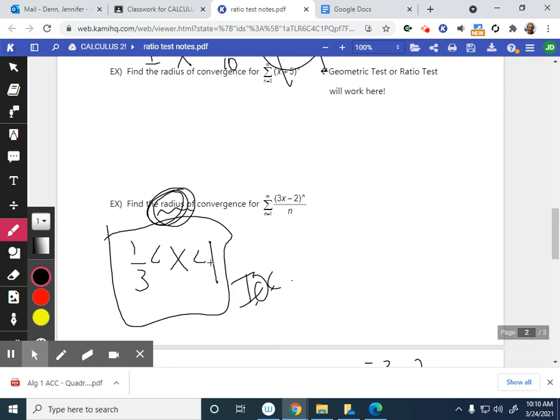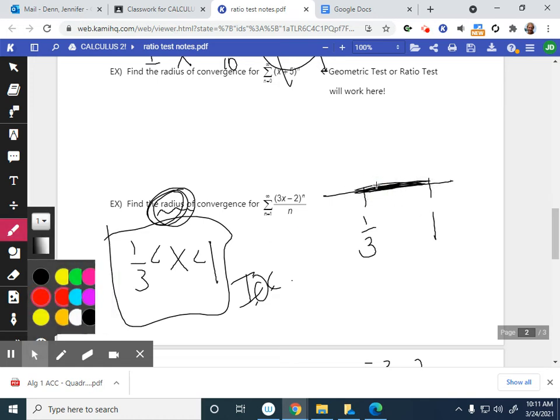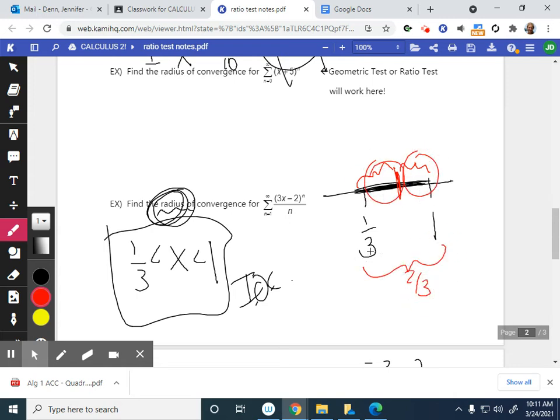So from 1/3 to 1, think about a number line. If this converges when x is between 1/3 and 1, that's the interval of convergence. What's the radius? So what's half of it? Well, from 1/3 to 1, that's a total distance of 2/3 the whole way. So the radius is just 1/3 because that's half of it. So the radius of convergence is 1/3.